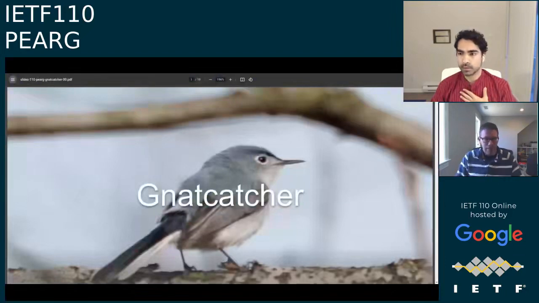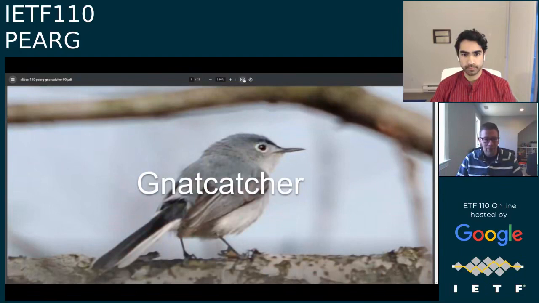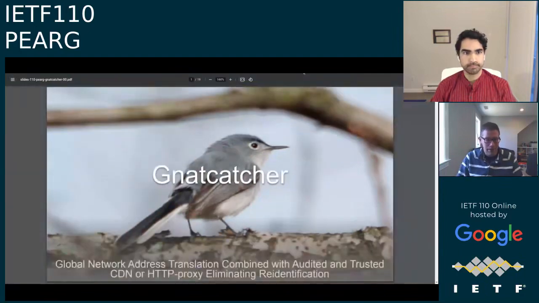Cool. So my name is Paul Jensen. I work on Chrome on the Privacy Sandbox team, and I'm here to talk to you today about the Gnatcatcher proposal. So a gnatcatcher is a bird. Here's a picture of a gnatcatcher, but it's also the name of this proposal. It stands for Global Network Address Translation combined with audited and trusted CDN or HTTP proxy, eliminating re-identification.